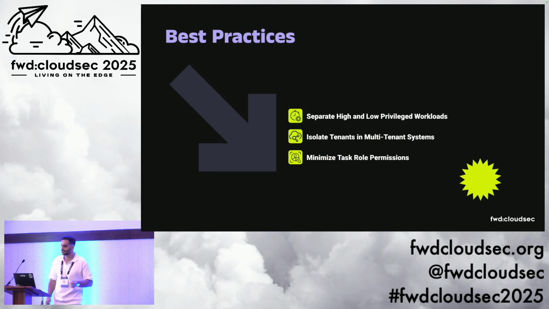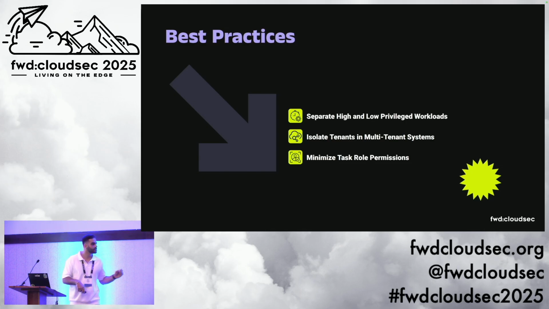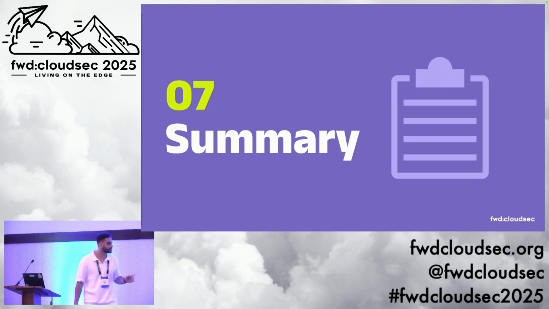So to summarize the best practices, first of all, separate high and low privilege tasks. Sensitive services should never run near risky tasks on the same instance. Second of all, isolate tenants in multi-tenant systems. If you happen to implement a multi-tenant system in your code, never share the same cluster, because the role can be hijacked, or at least separate the instances that they are running on. And lastly, minimize task role permissions. Don't give a task a permission that it doesn't need. Just give it the needed permissions.